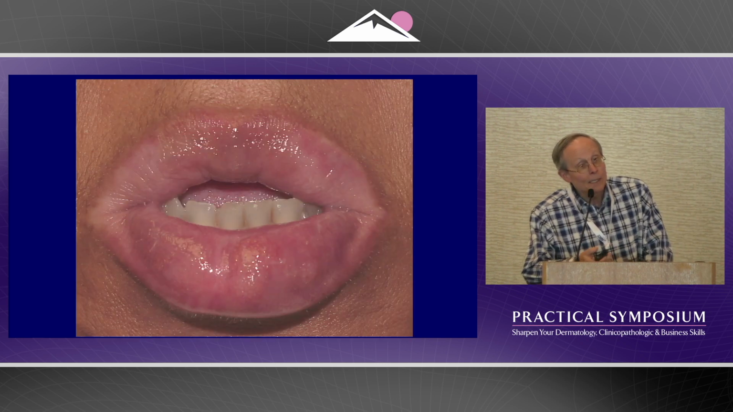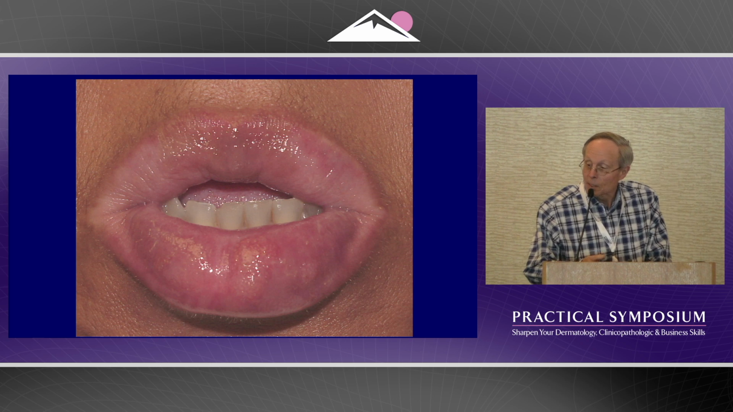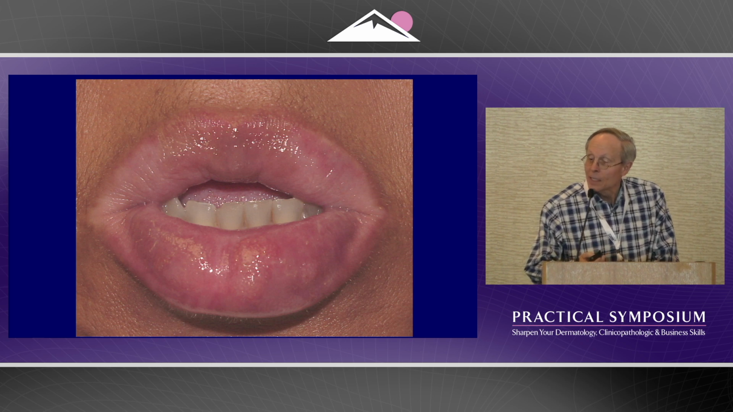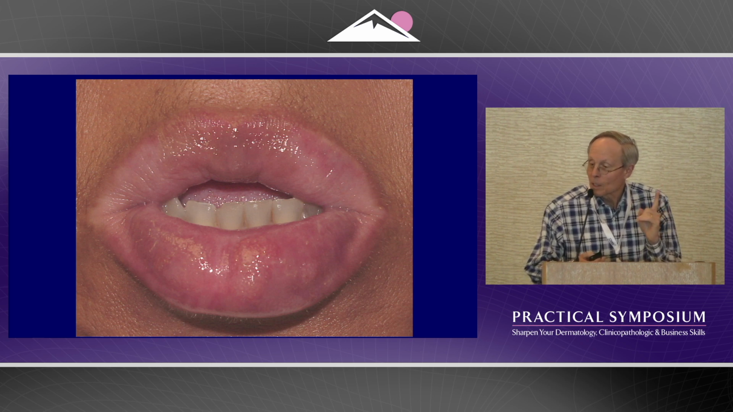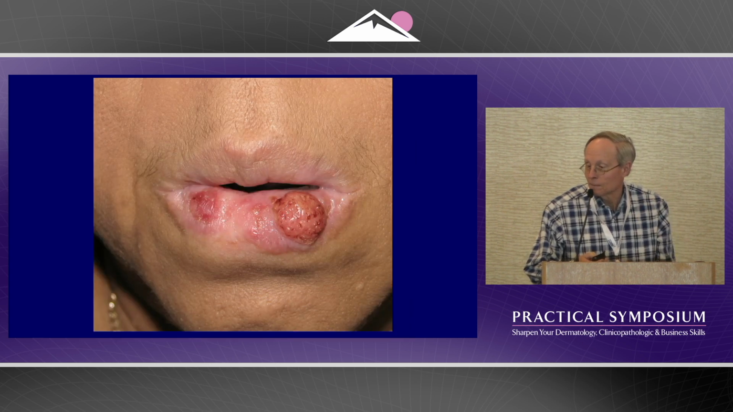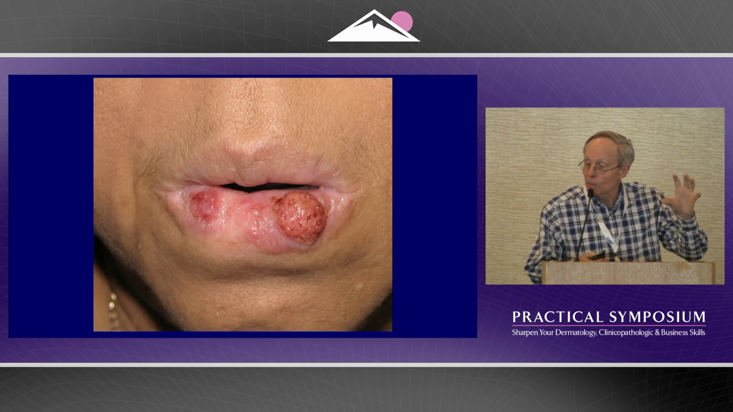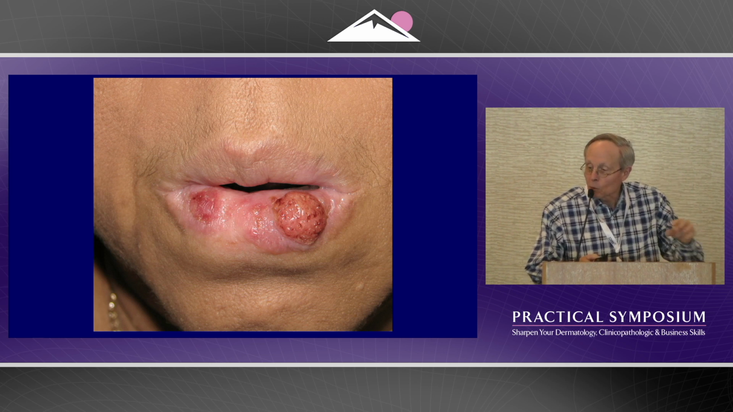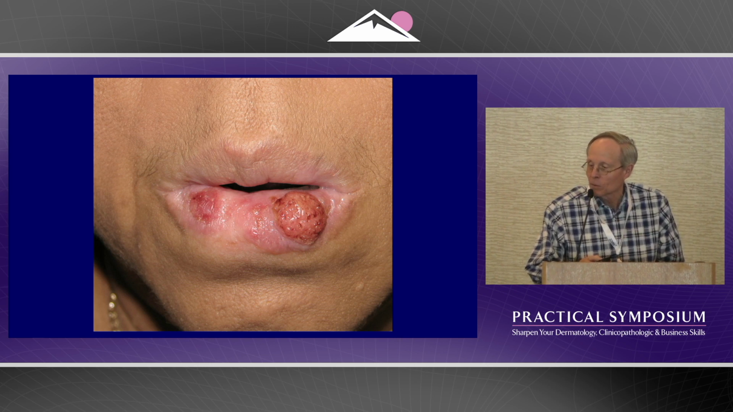Well, this is what happened to him. So got rid of the candida, went away, and everything looked great. Interestingly enough, though, about 3 or 4 months later, he developed this. And this guy, again, was immunocompromised. He had a real squamous cell carcinoma that developed. The first one wasn't squamous, it was verrucous candida. He actually ended up getting a squamous cell carcinoma later.